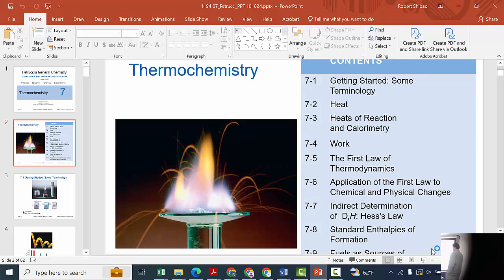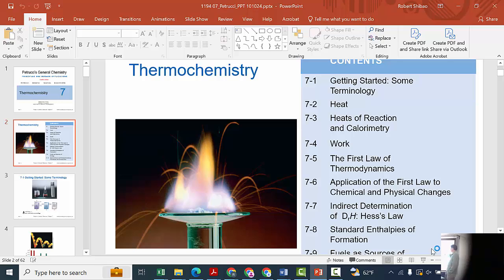So we're going to look at this in more detail. Here looks like some sort of combustion reaction, and a lot of energy is being released. So that's highly exothermic. We're going to look at some definitions in the first section, and then we'll talk about heat. In order to melt ice, you need to add heat. In order to freeze water, you need to remove heat.